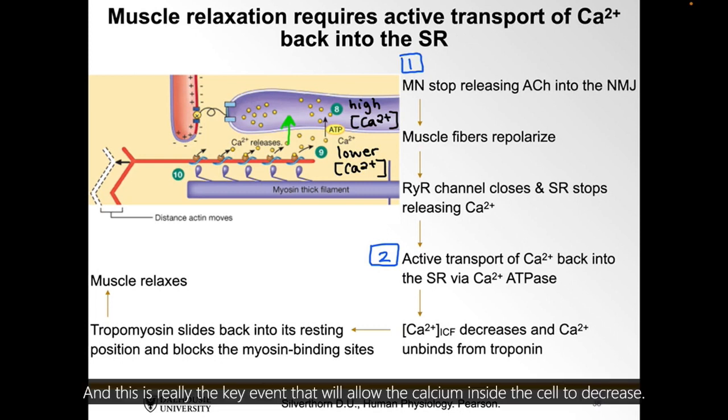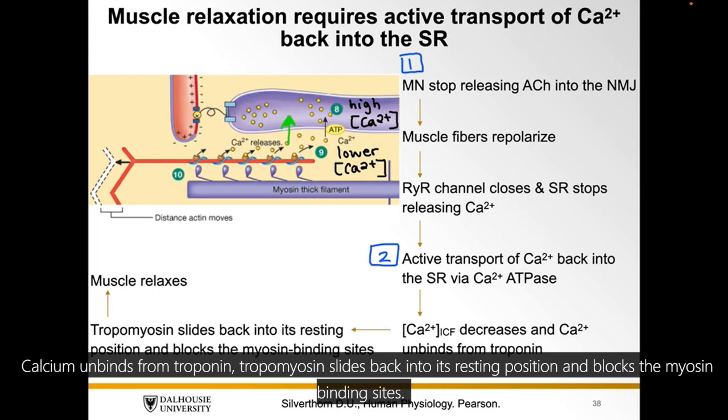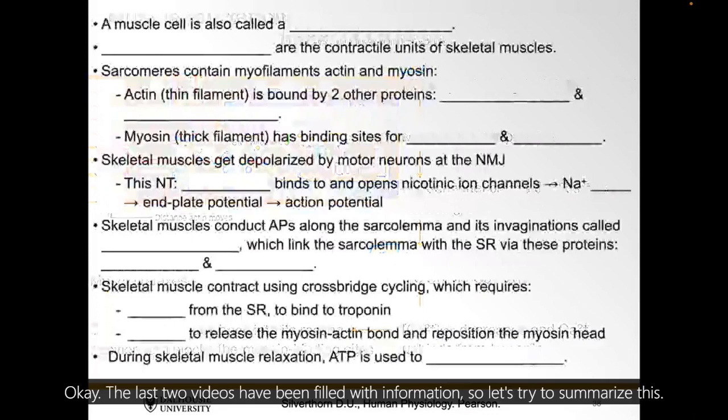And this is really the key event that will allow the calcium inside the cell to decrease, and then the calcium unbinds from troponin. And then all of the events that we talked about just reverse. Calcium unbinds from troponin, tropomyosin slides back into its resting position and blocks the myosin binding site, and as a result, your muscle relaxes. Okay, the last two videos have been filled with information, so let's try to summarize this.